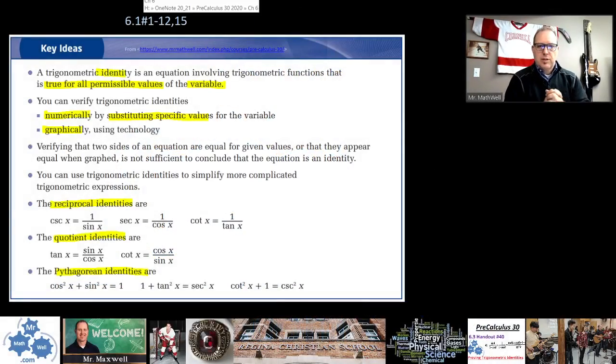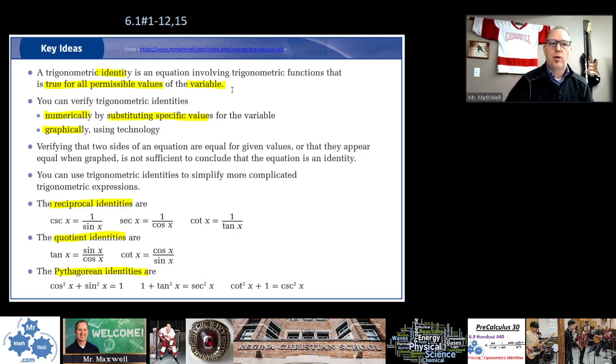All right, so the assignment from 6.1, 1 to 12 and 15, we're exploring the trigonometric identities, and of course the important ones that we went over in the lesson. If you had a chance to view that, you would know that we are talking about reciprocal identities, these three here, the quotient identities involving tan and cotan, and most importantly here, the Pythagorean identities.